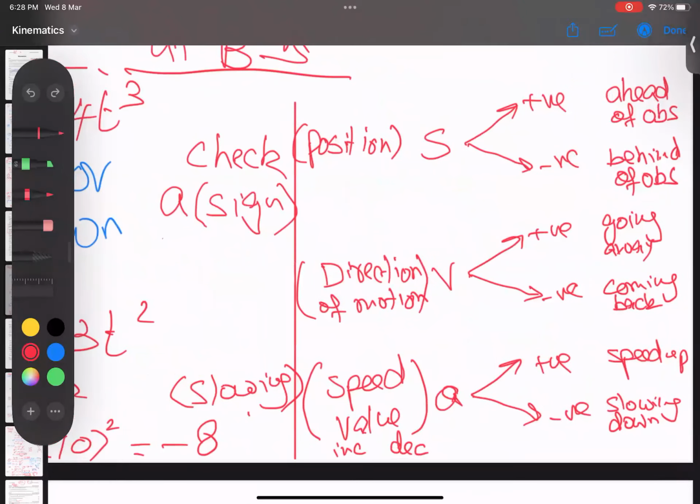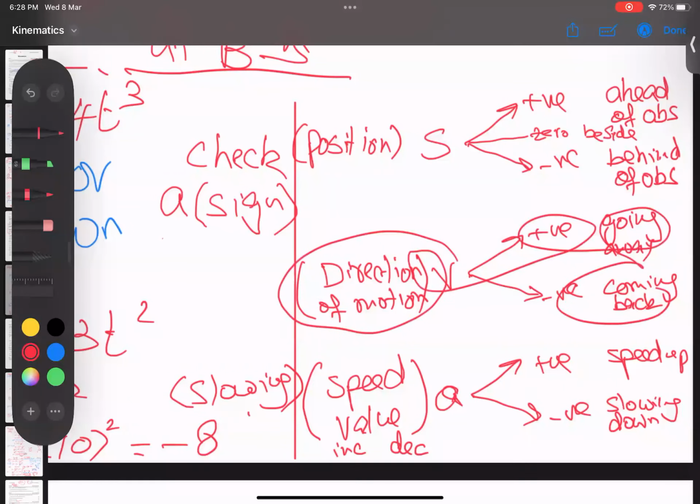And this is a given idea here. This is a concept I deliver here. If you want to know the position, you see the displacement sign. If positive, it is ahead of the observer; negative, behind the observer. This is called position. And if it's 0, it is beside the observer. And if you want the direction of motion, velocity positive means going away, negative means coming back.